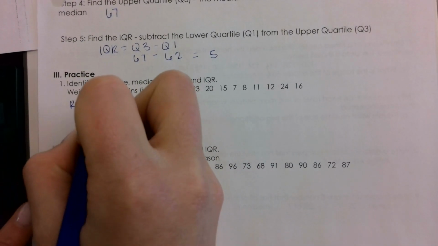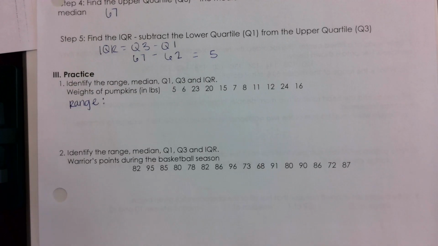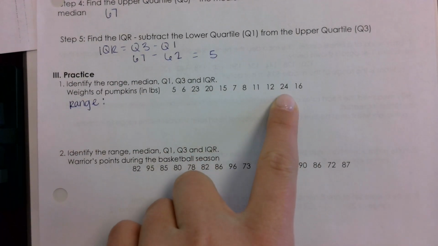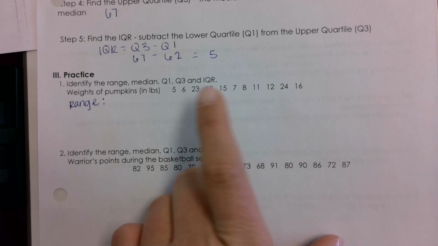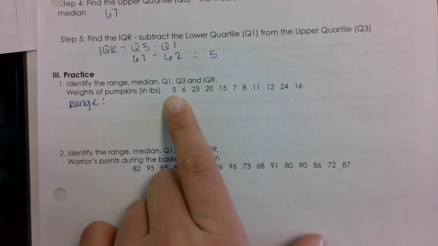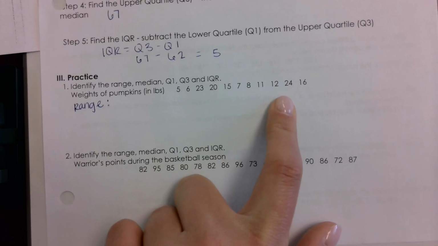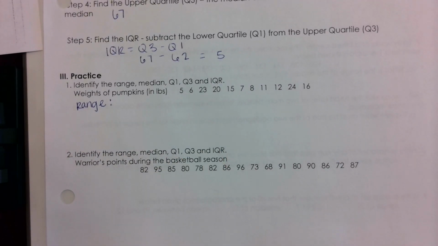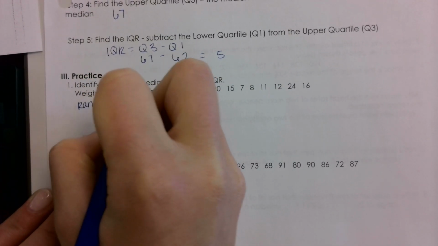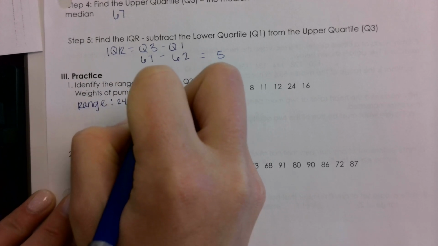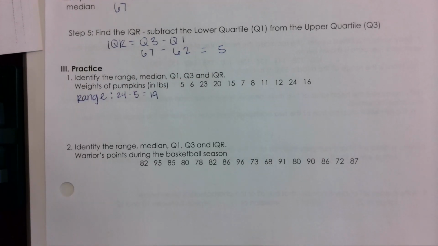So how are we going to find range again? Biggest minus smallest. What's our biggest number? 24. What's our smallest number? 5. You don't have to put them in order to find your range yet. We're going to do that, but not yet. So if we're just finding range, we'll do 24 minus 5, and what do you get? So your range is 19.